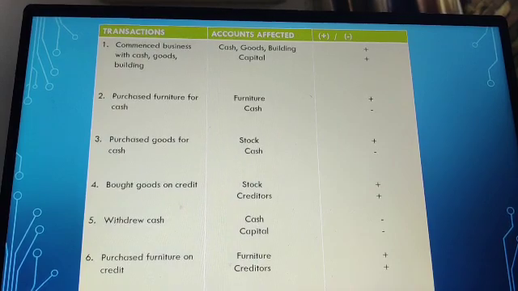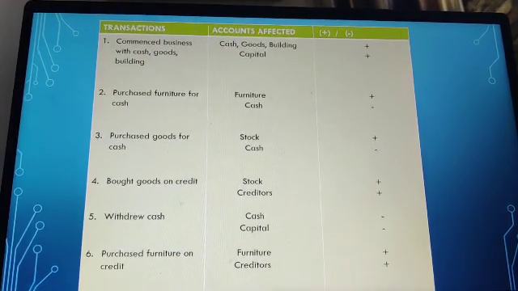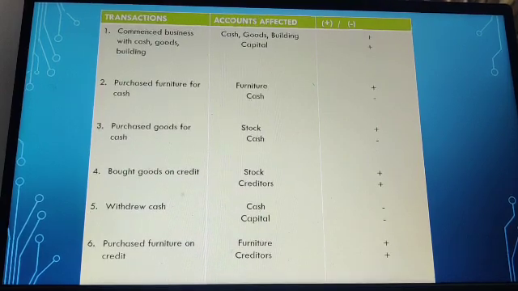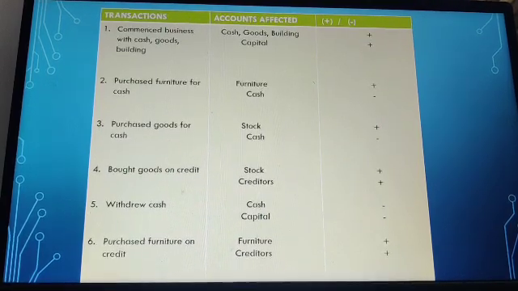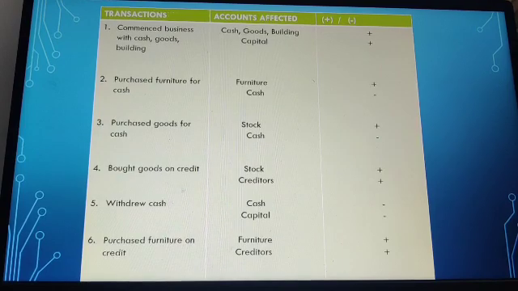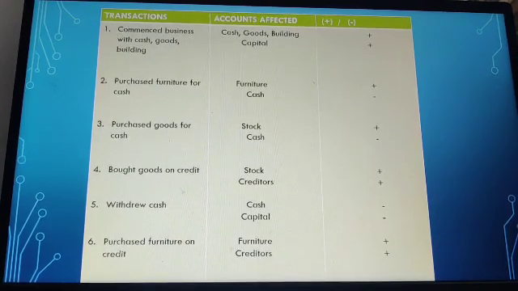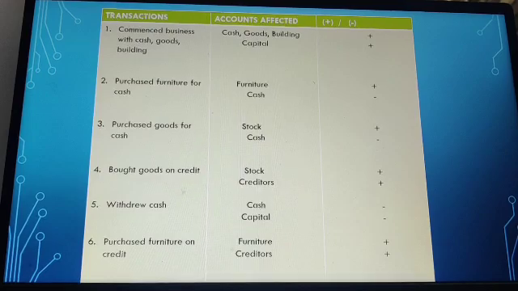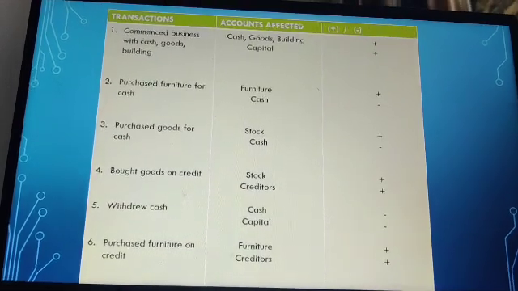Next comes purchased goods for cash. As we all know, in accountancy, for goods we use the terminology stock. So we are going to open one account called stock, which is to be added upon because we are purchasing the goods, because stock is coming inside your business. In a similar way, cash is going out, so cash is reduced.